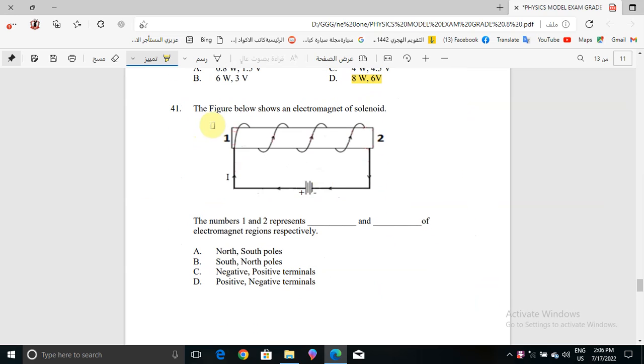Now question number 41. The figure below shows an electromagnet of solenoid. Okay, we have here 1 and we have here 2. The number 1 and 2 represent dash and dash of electromagnet regions respectively. What is it? It will be here north and here south. So that means north and south poles respectively.